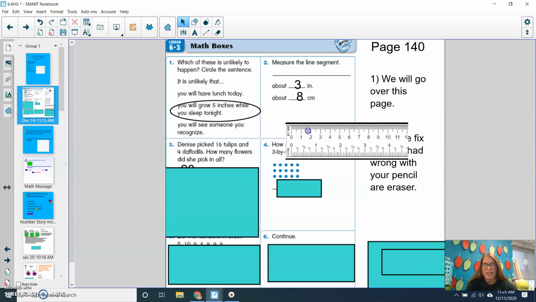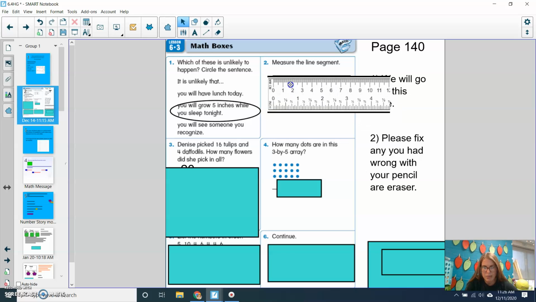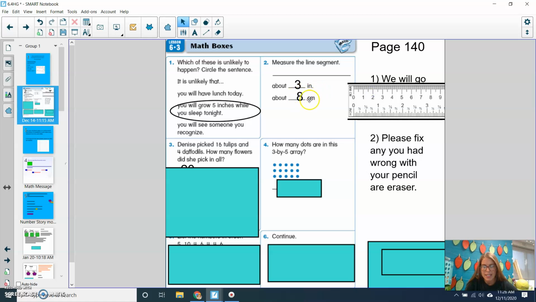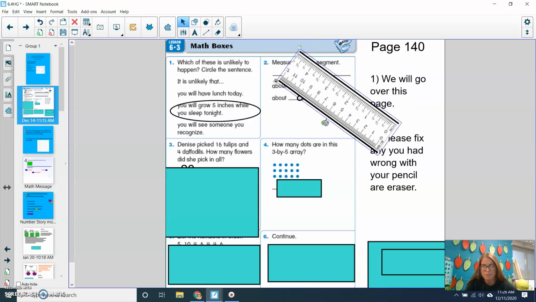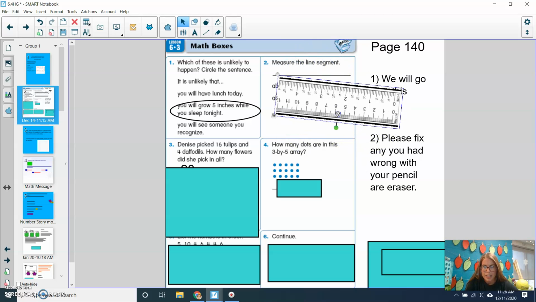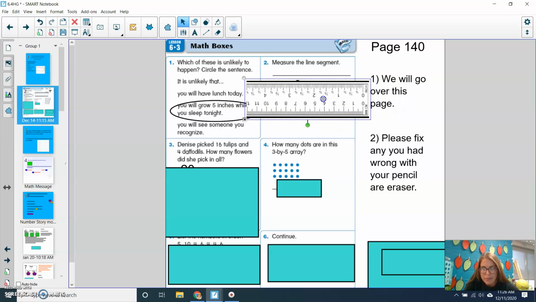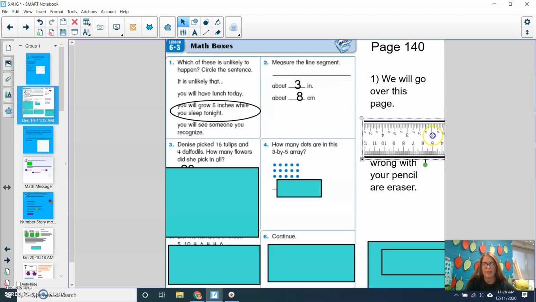So I'm going to measure it. Since mine is already on centimeters, I'll measure it first in centimeters. I'm going to line up my 0, and I can see that mine is 8 centimeters. And then if I turn my ruler, so mine is kind of backwards, but I can still try to measure it the best that I can. I'm going to line up my 0, and I can see that it is 3 inches long on that side as well.